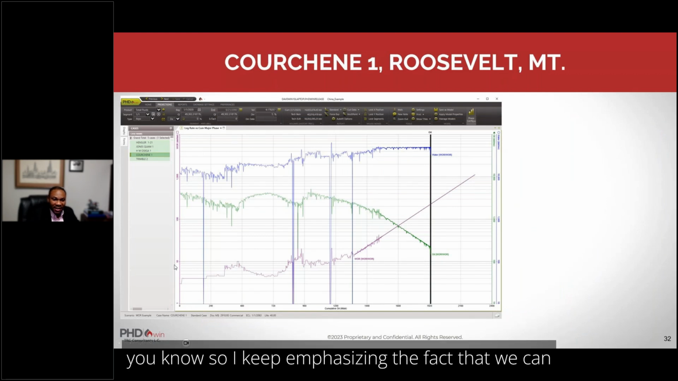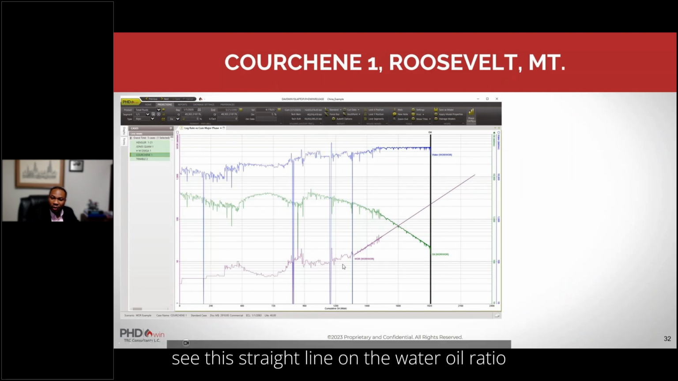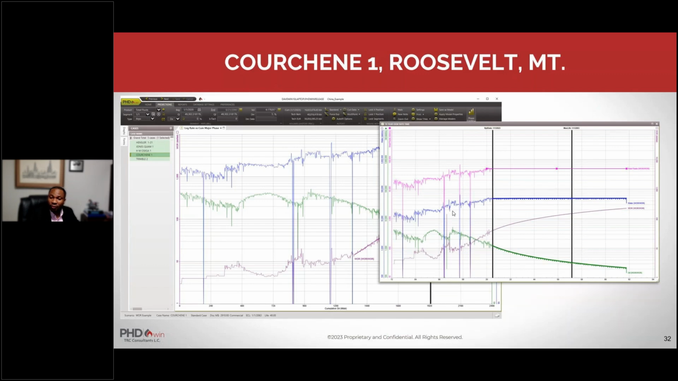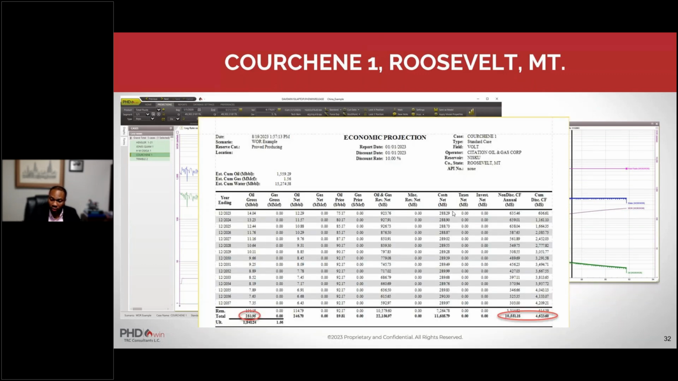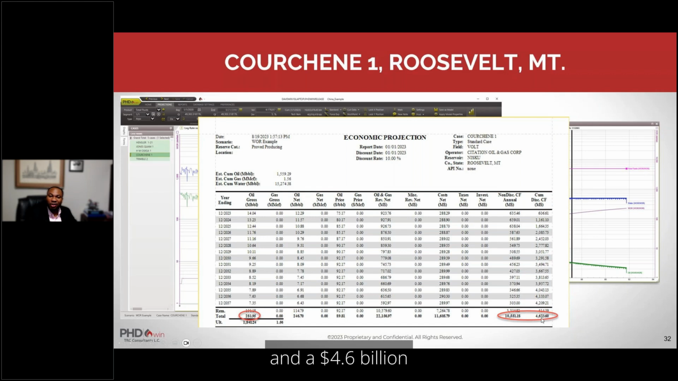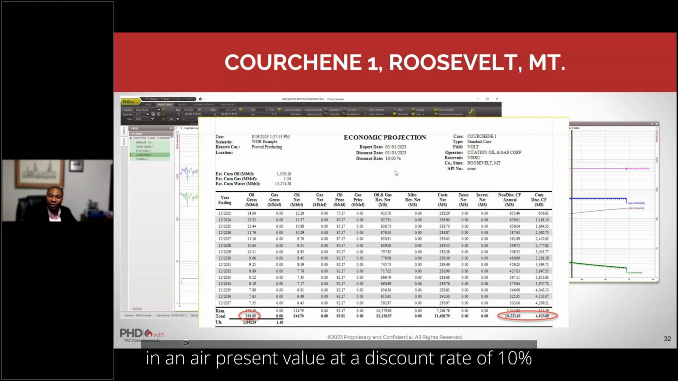I keep emphasizing the fact that we can see this straight line on the water oil ratio versus cumulative oil plot. And for the Cochin 1 well, we see a remaining reserve of 290,000 barrels of oil and $4.6 billion in net present value at a discount rate of 10%.